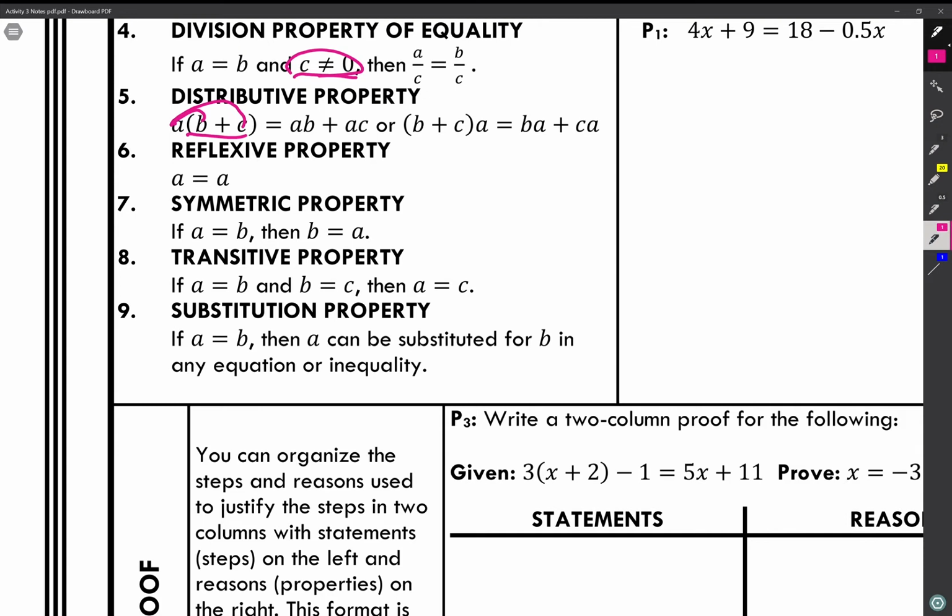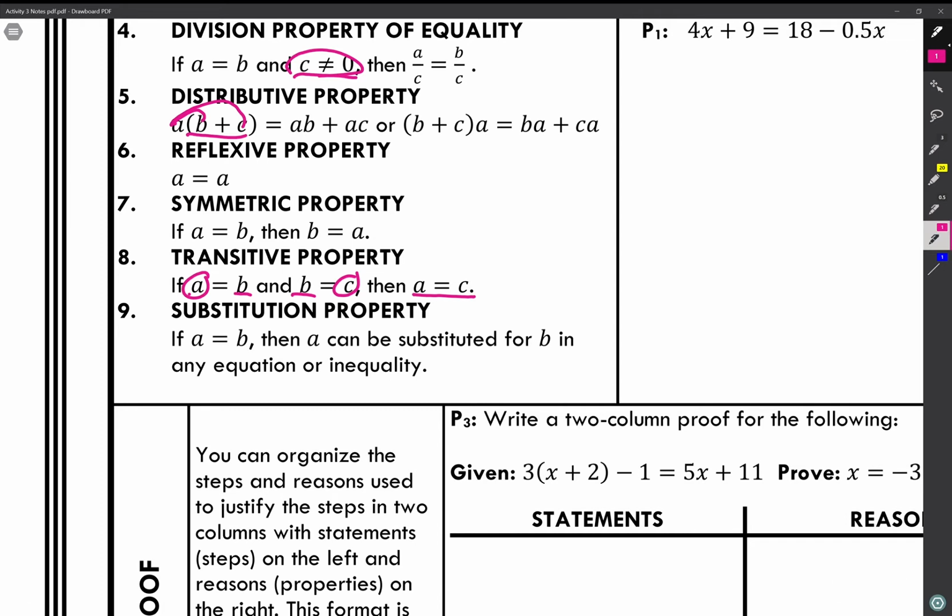You'll use this sometimes because in proofs we want our x usually on the left side of the equation. So if we end up with the x on the right side, we can just switch it around, and we can do that by the symmetric property. The transitive property says if A equals B and B equals C, then A equals C. So I have that B is equal to both A and C. If A and C are both equal to B, then A and C have to be equal to each other.